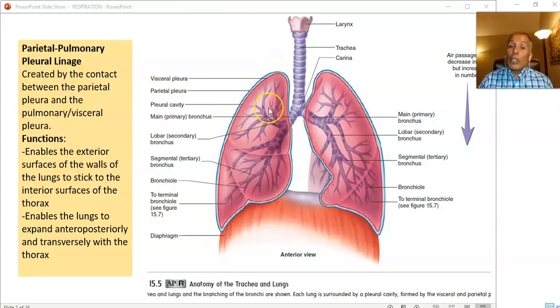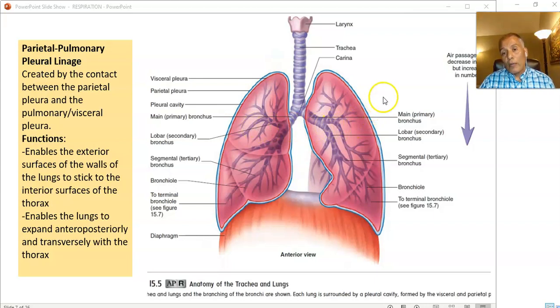What are the functions now? Why do we need to have this linkage? The purpose is to enable us to expand the lungs whenever the thorax expands. Okay, so number one, to enable us to expand the volume of the lungs whenever the thorax volume expands. Number two, to allow the lungs to expand anterior-posteriorly and transversely with the thorax, and to enable them to remain open all the time. So these are the functions of this.